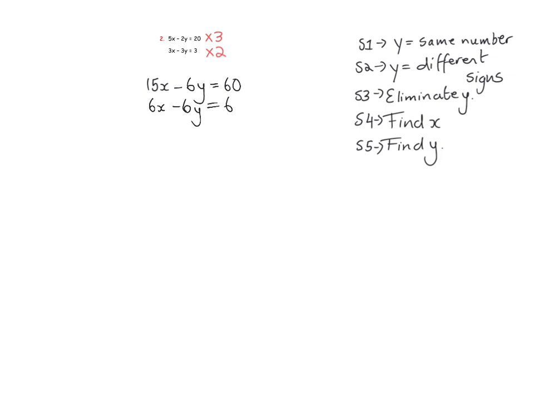So you can see that there's a 6 in front of both y's here. So that's that step done. Step 2 then says y has to have different signs. And if you look at the signs here, in the top one we have minus 6, and in the bottom one we have minus 6.